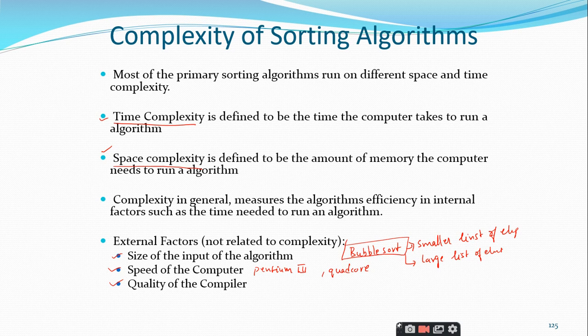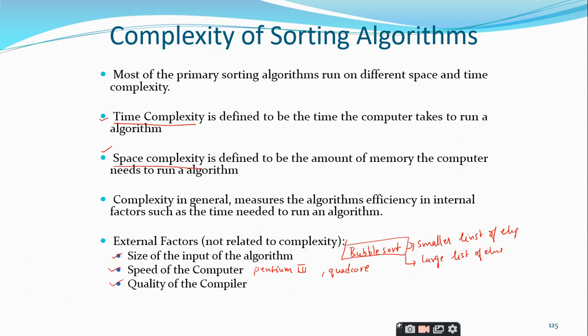So these are the three external factors: the size of the input of the algorithm, the speed of the computer, and the quality of the compiler. All these three parameters also influence the efficiency of sorting algorithms. Not only sorting algorithms, it applies everywhere. Remember that these three are just a few out of a large list of parameters. These are the external factors that influence performance.